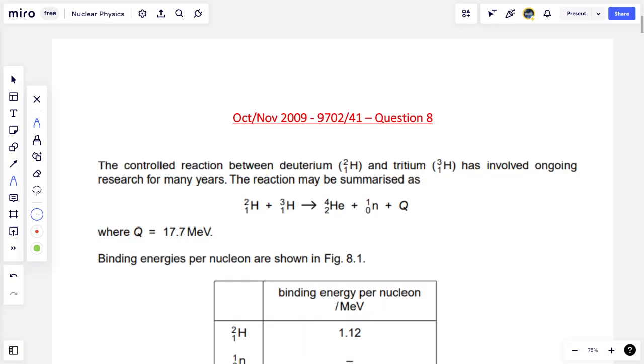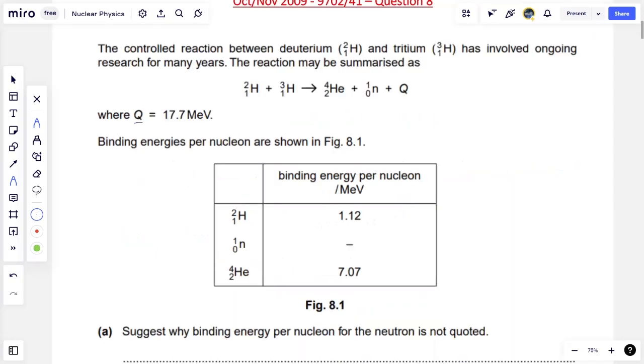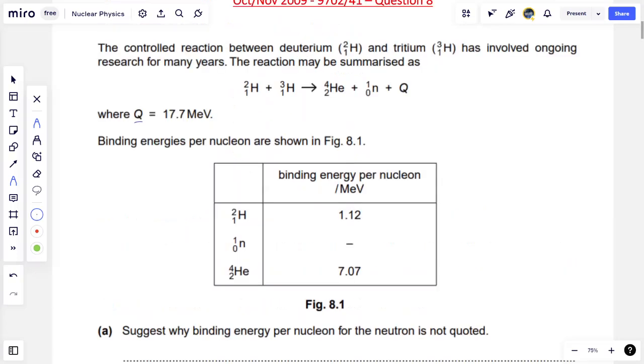It tells us here that Q is an energy, 17.7 mega electron volts. It turns out that this energy is the energy given to the neutron. It's kinetic energy given to the neutron after the fusion occurs. It's a common type of fusion reaction, and we are then given a table of the binding energies per nucleon. That for deuterium, that for the neutron, which is blank, which is 0, and that for the helium nucleus.